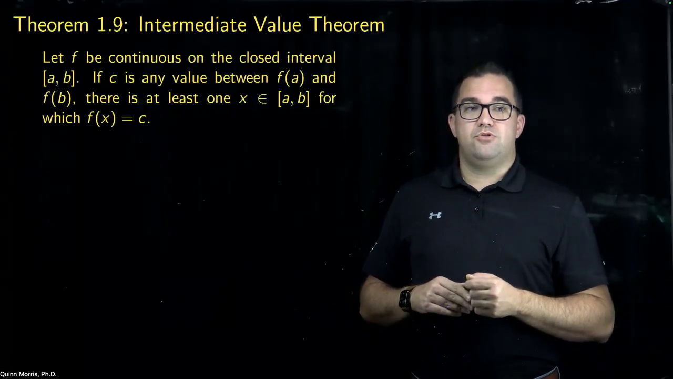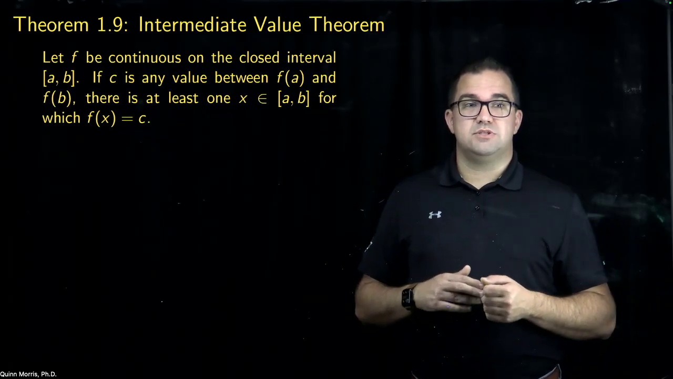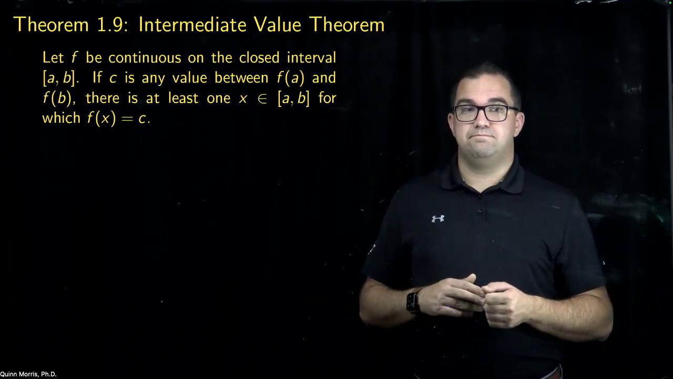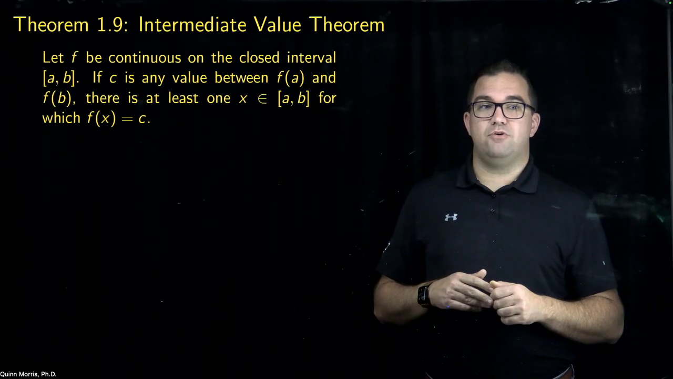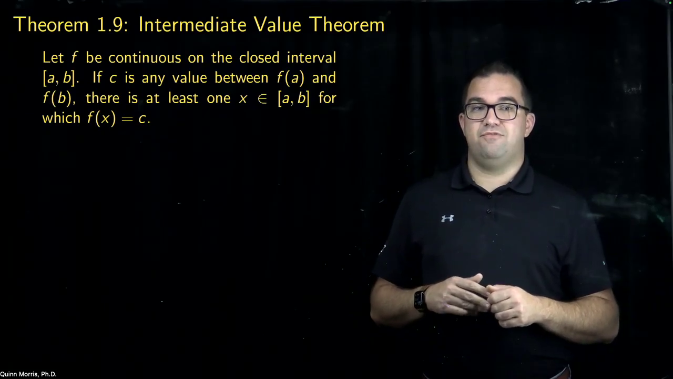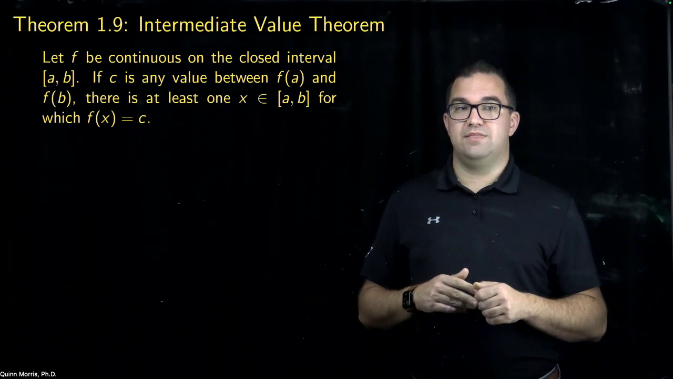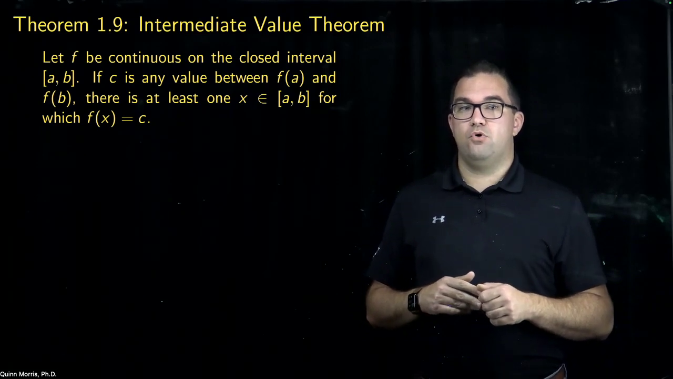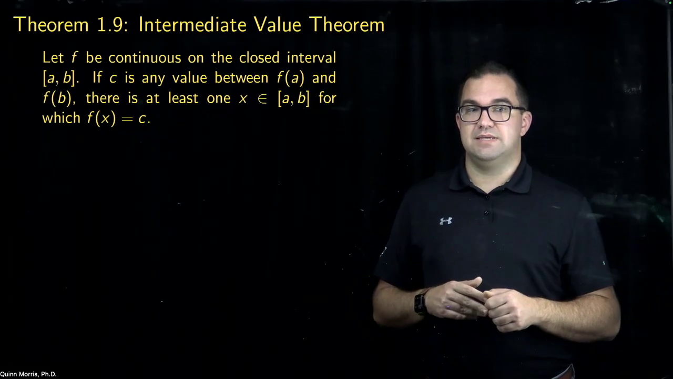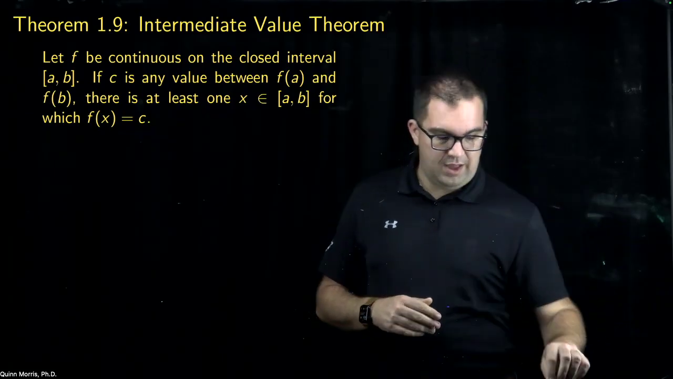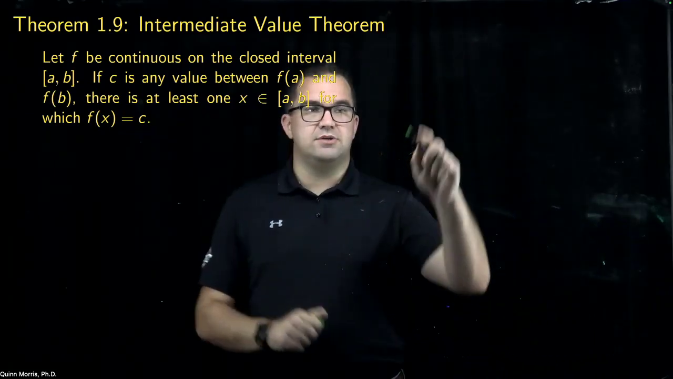So the intermediate value theorem says: let f be continuous on the closed interval [a, b]. If c is any value between f of a and f of b, then there is at least one x value in the closed interval [a, b] for which f of x is equal to c. Let's take a look at how this works by thinking about a picture.